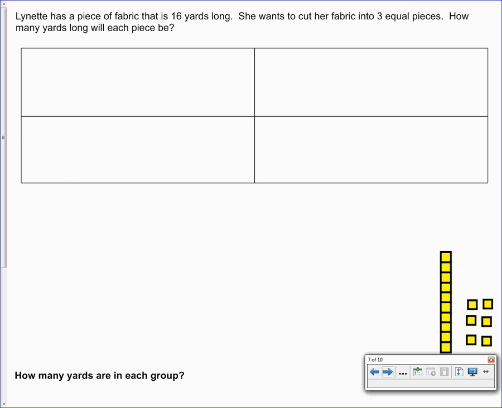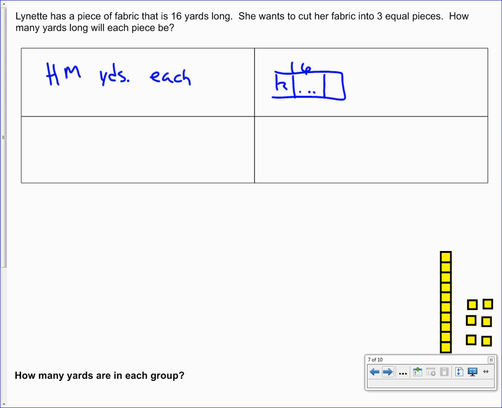So let's take a look at Lynette. Lynette has a piece of fabric that's 16 yards long. She wants to cut her fabric into 3 equal pieces. How many yards long will each piece be? How many yards each? Okay, if you haven't caught on by now, I still have 16, still making groups of 3, and I want to know how long each piece is.